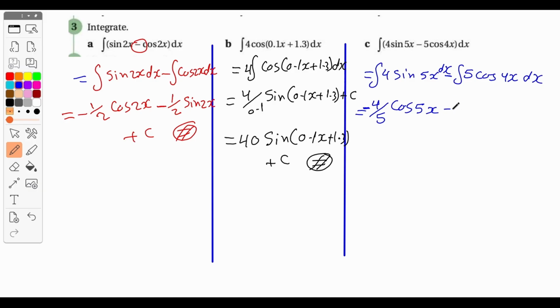Here minus. Here we have to keep 5 as it is. Then divide by ax, divide by 4. The integral of cosine is just sine 4x, then plus c. This is the answer of this question.